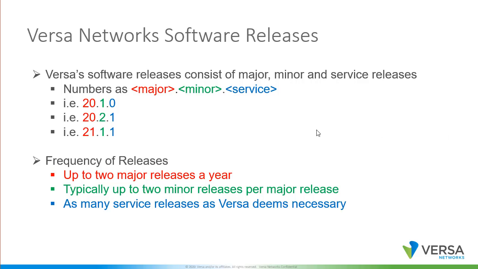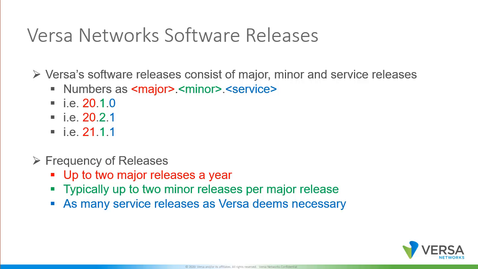When we release the software, the new version is released for Versa Analytics, Versa OS and Versa Director. We usually release up to 2 major releases per year. Usually it's 1, but it might be 2. Typically up to 2 minor releases per major release will be released before we go to the next version. And of course, service releases, there might be as many as Versa deems necessary.